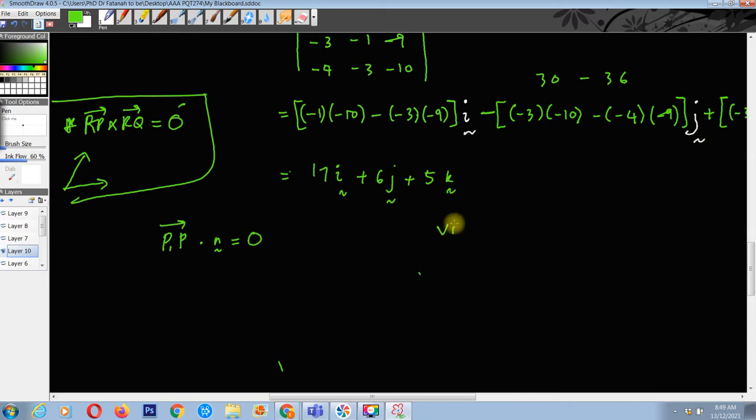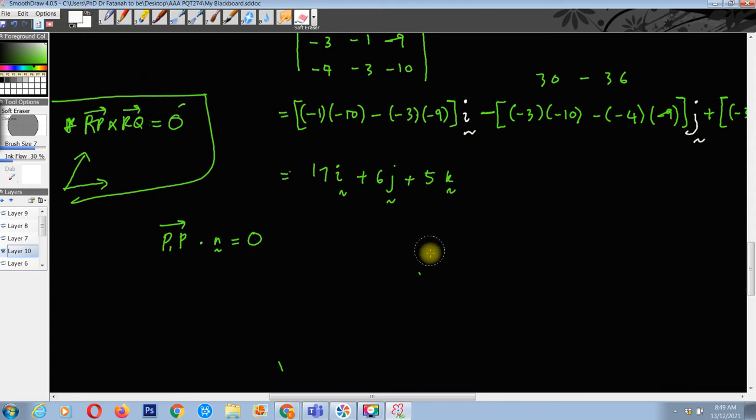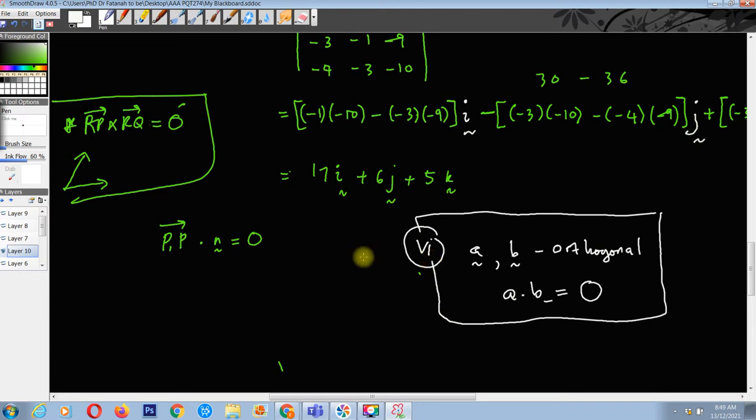Property number 4 says that if A, B are orthogonal, then A dot B equals to 0. So from this property, that's why we got the plane equation.